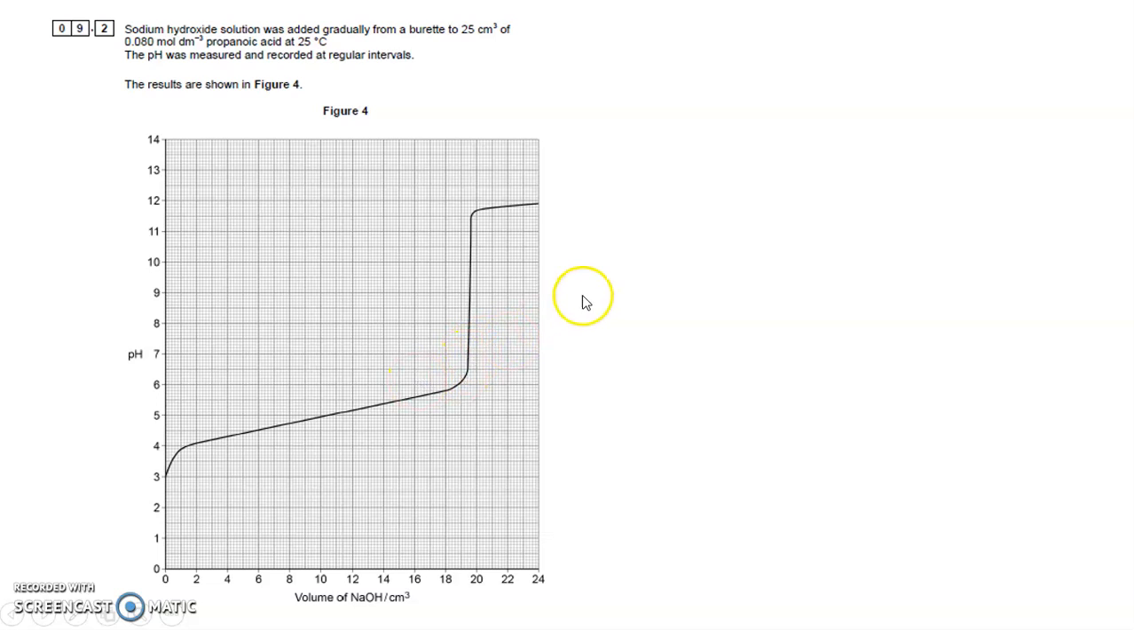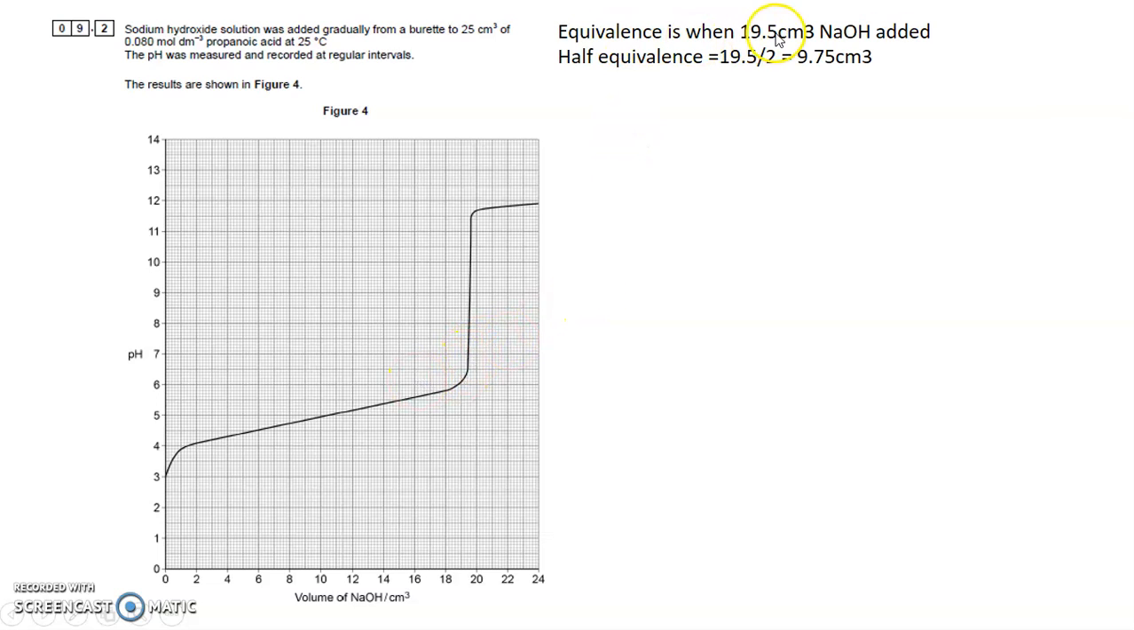Now there's something else to note here. Equivalence is when 19.5 centimeters cubed of sodium hydroxide is added. So equivalence at pH 7 is when I've added equal moles of sodium hydroxide and propanoic acid. If I read down from pH 7, I'll find that 19.5 centimeters cubed of sodium hydroxide, that's equivalence, when equal numbers of moles of the sodium hydroxide and propanoic acid have been added, and it's pH 7.